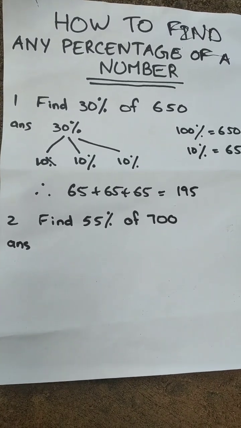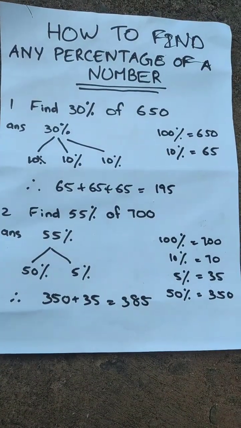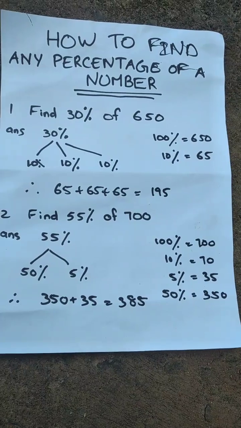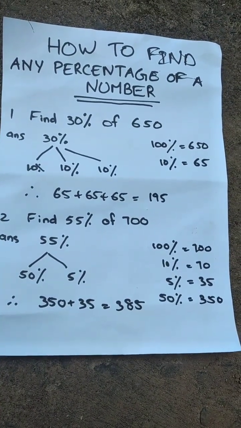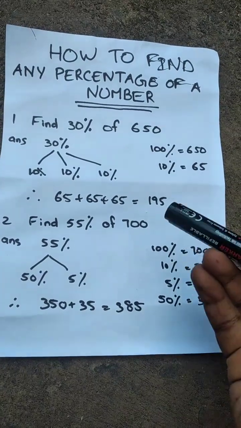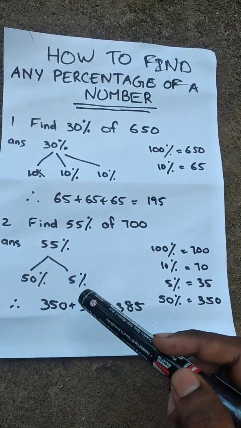Find 55 percentage of 700. So let's move on to the answer. 55 percentage of 700. So how can we find the 55 percentage of 700? First, we want to split 55 into 50 and 5.